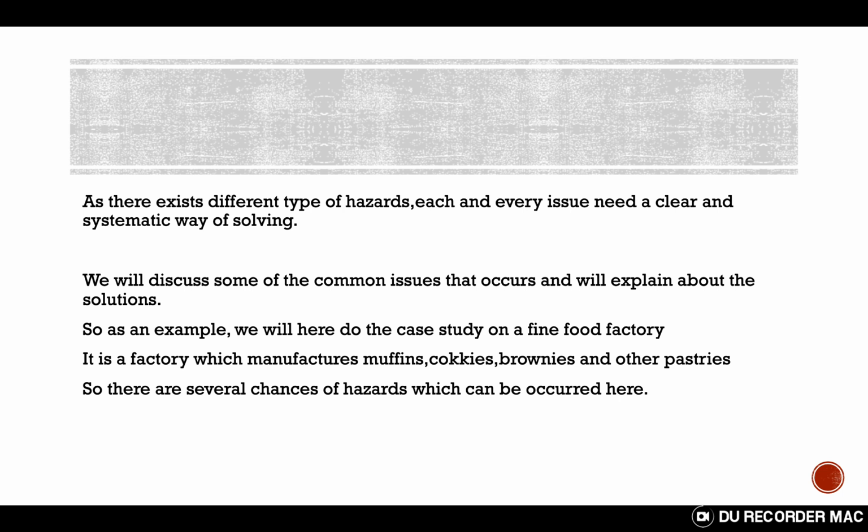As there exist different types of hazards, each and every issue needs a clear and systematic way of solving. We will discuss some of the common issues that occur and will explain the solutions.